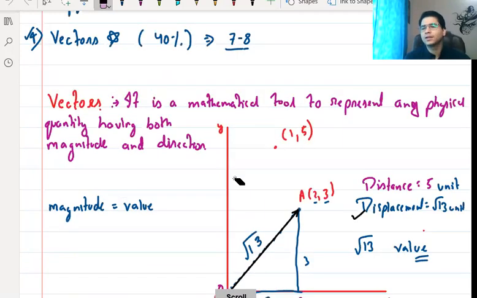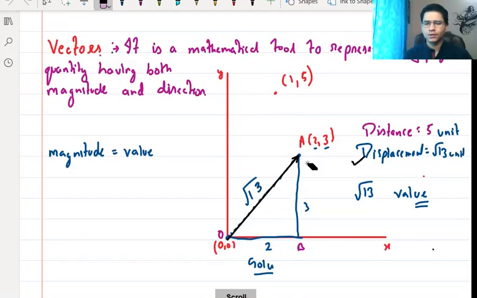Basically, a vector is a mathematical tool which is used to represent a physical quantity. What kind of physical quantity? A physical quantity which has both magnitude and direction. We took one example, which is displacement. Displacement is a vector quantity which has both magnitude as well as direction.